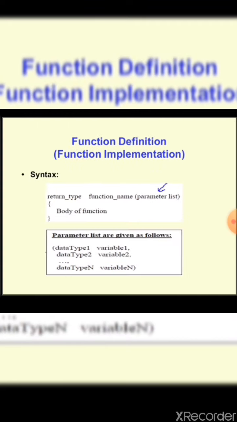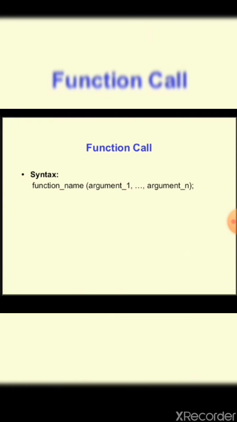Next one, function definition. The syntax of a function definition is the same as that of a function declaration, but instead of the semicolon we have the function body, that is how the task will be implemented, those statements will be there. Third one, function call. Whenever you require on the day of the event, you call the corresponding function to implement some task.